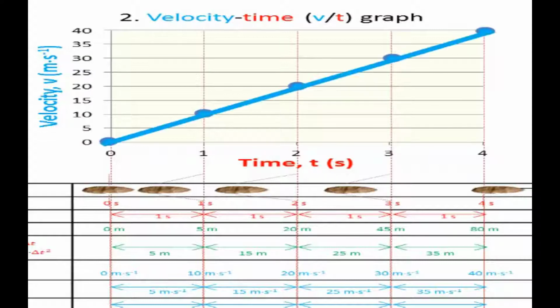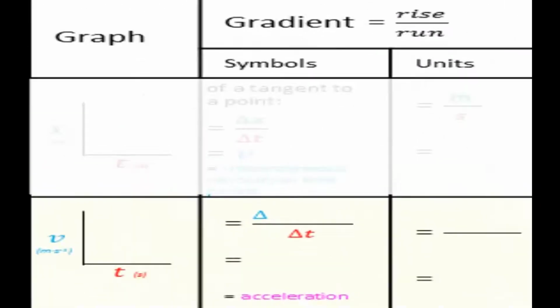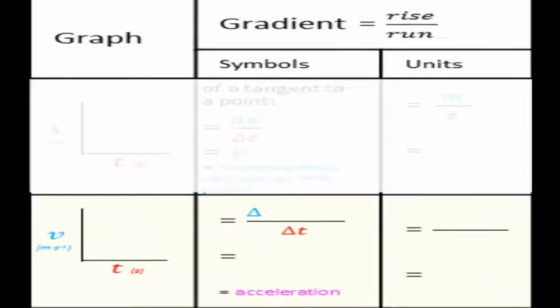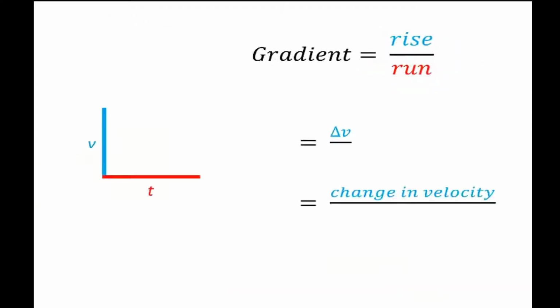This gives us a straight line graph with a non-zero gradient. In other words, it's not flat, there is a slope. What does the gradient of a velocity time graph mean? Rise over run is delta v over delta t, which is acceleration.